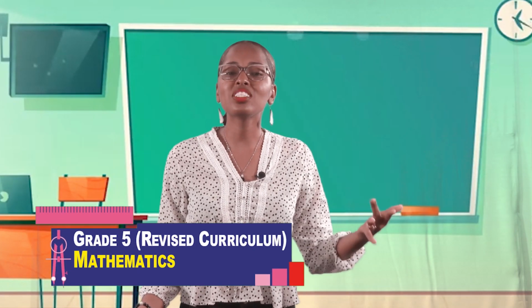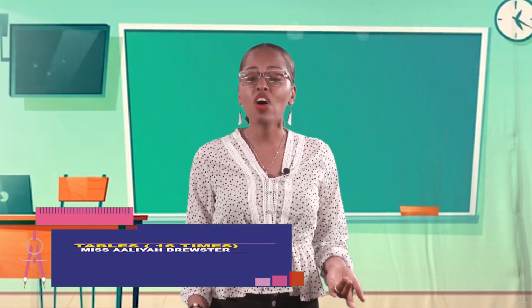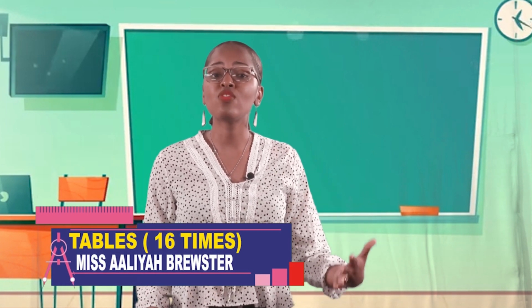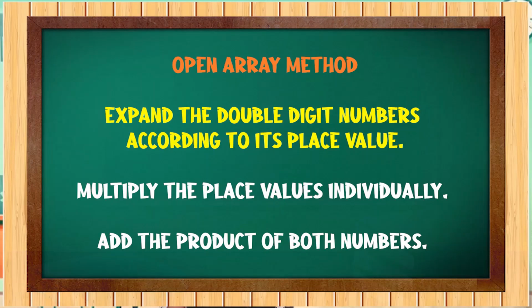Okay, boys and girls, now that we're finished discussing the traditional approach, let's move on to the open array method. This method is quite simple and I know you're going to enjoy it. To begin, we first expand the double-digit number according to its place value. Then we multiply the place values individually. And lastly, we add the product of both numbers.